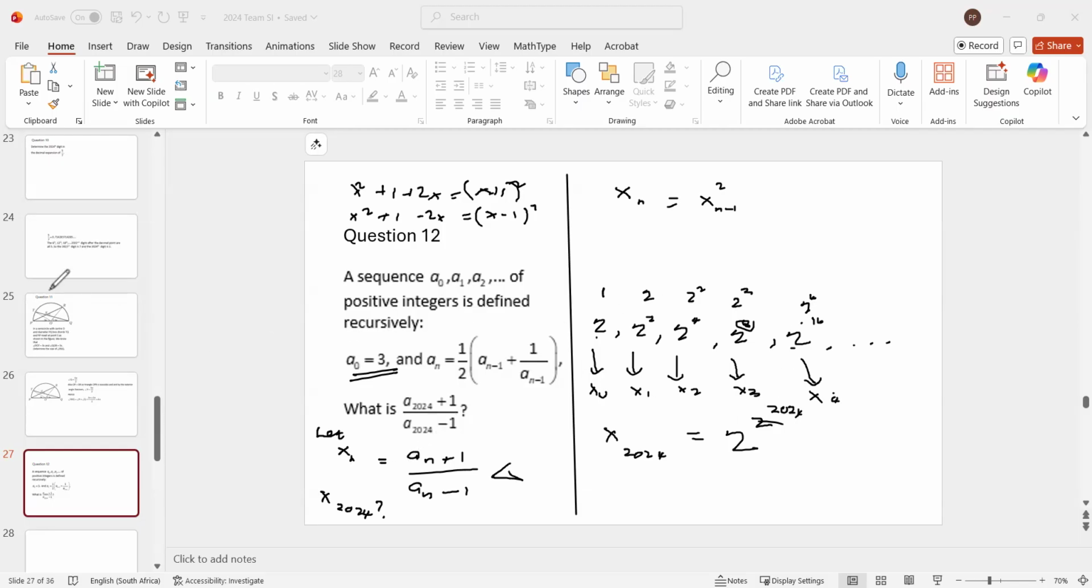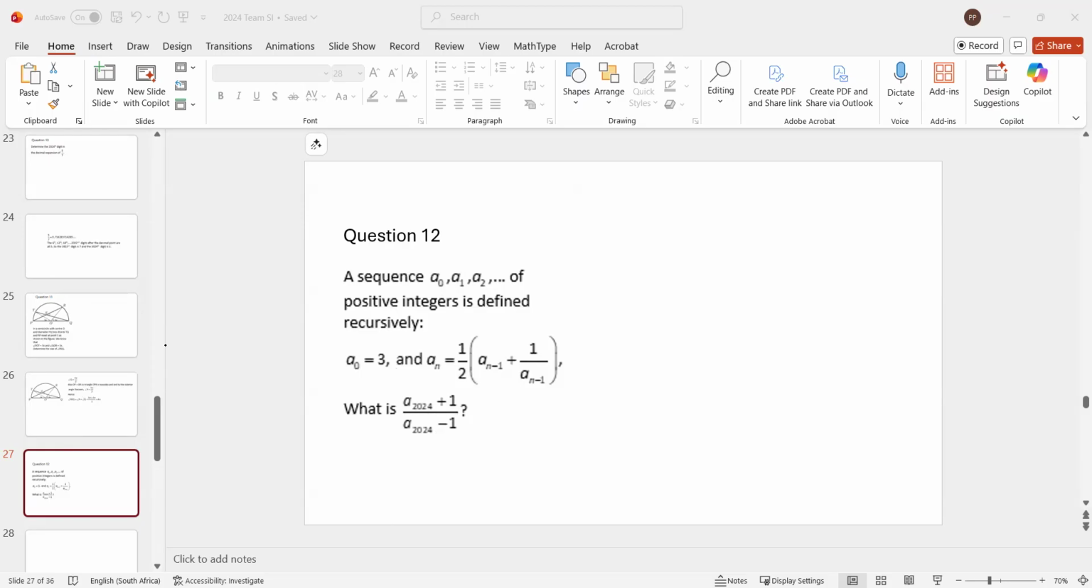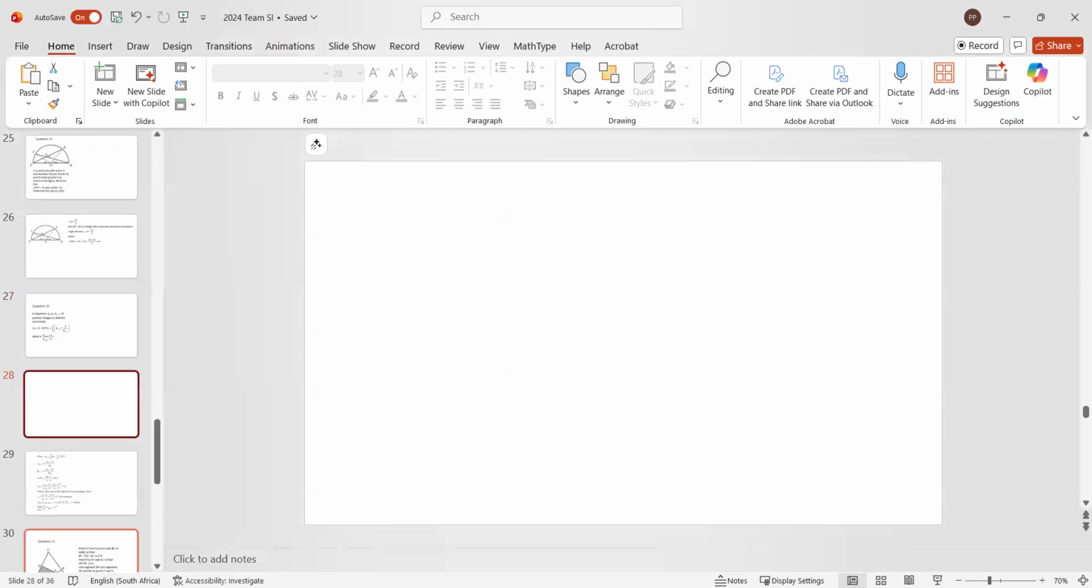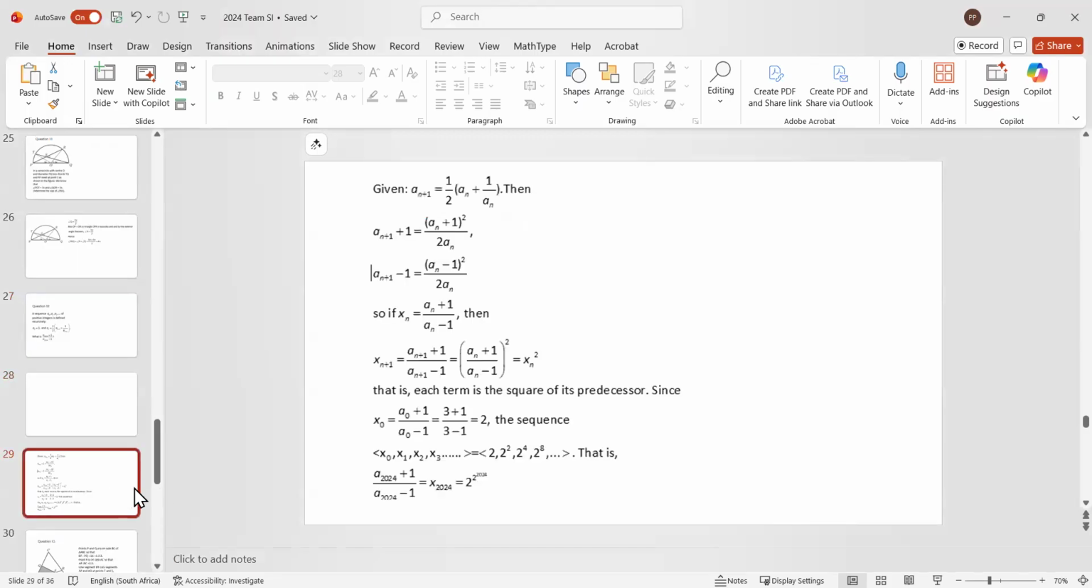All right, let's just see what I did. Oh, I gave myself space. All right, so there it is. It's almost the same thing. And the final answer is 2 to the power of 2 to the power of 2024. Okay.